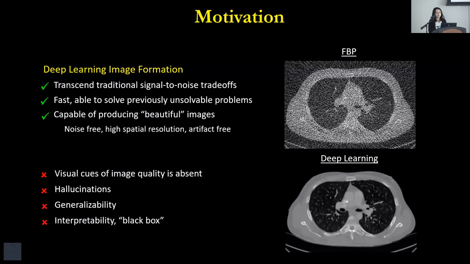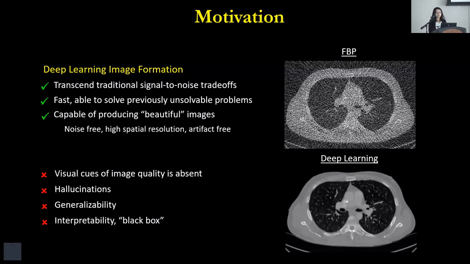In recent years, deep learning reconstruction has exploded in popularity. There are a lot of advantages to these algorithms. Some great examples we have heard in this workshop. They can transcend traditional signal-to-noise trade-offs and produce high-quality reconstructions, even with very low-quality measurement data. They're fast to compute, and they can solve problems that are traditionally very challenging to solve. They're also capable of producing beautiful looking images. A lot of these images can appear noise-free with high spatial resolution and with minimal artifacts.